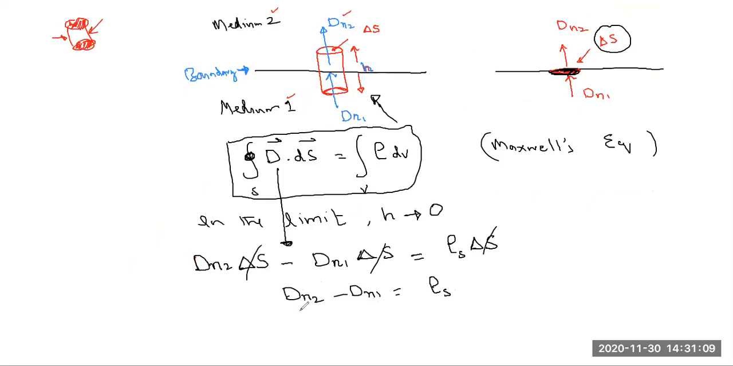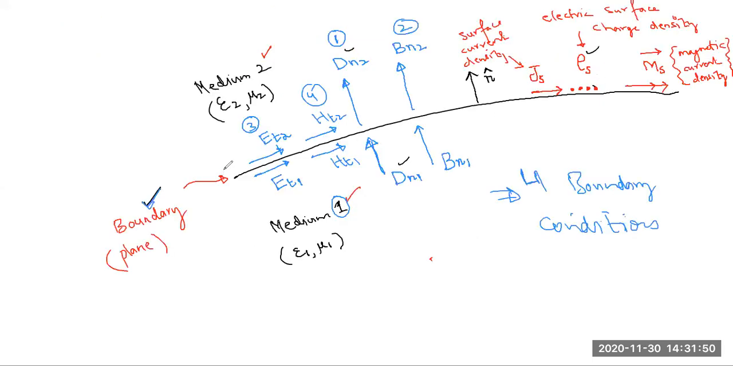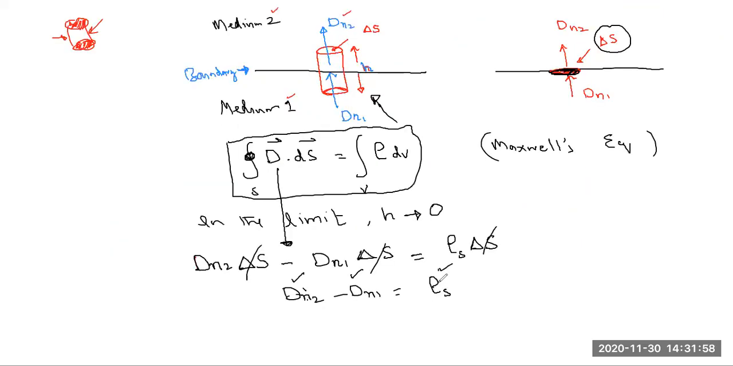This equation is actually the first boundary condition. It tells us that the difference between the normal component of electric flux density at any boundary must be equal to the surface charges at the boundary. So dn2 minus dn1 will be equal to rho s. It means the difference between dn1 and dn2 is dependent on rho s. If we have two different media but at the boundary we don't have any charges, then according to this equation the right hand side will be 0, which means dn2 must be equal to dn1. So there will be no difference in the normal component of electric flux density at such a boundary.